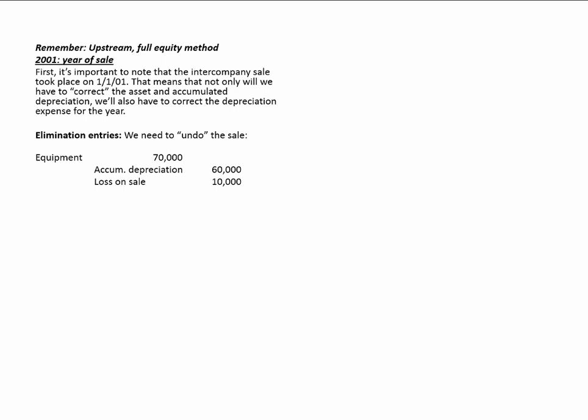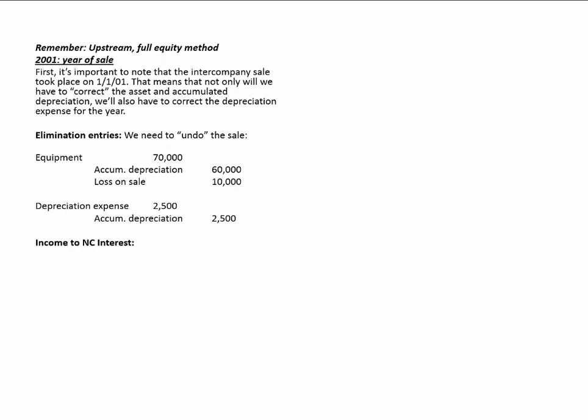Now that we've done that, we need to go ahead and adjust this year's depreciation expense. So again, as discussed a few moments ago, we're going to go ahead and basically add $2,500 of additional depreciation expense. This will bring the depreciation expense up to the correct total of $10,000.